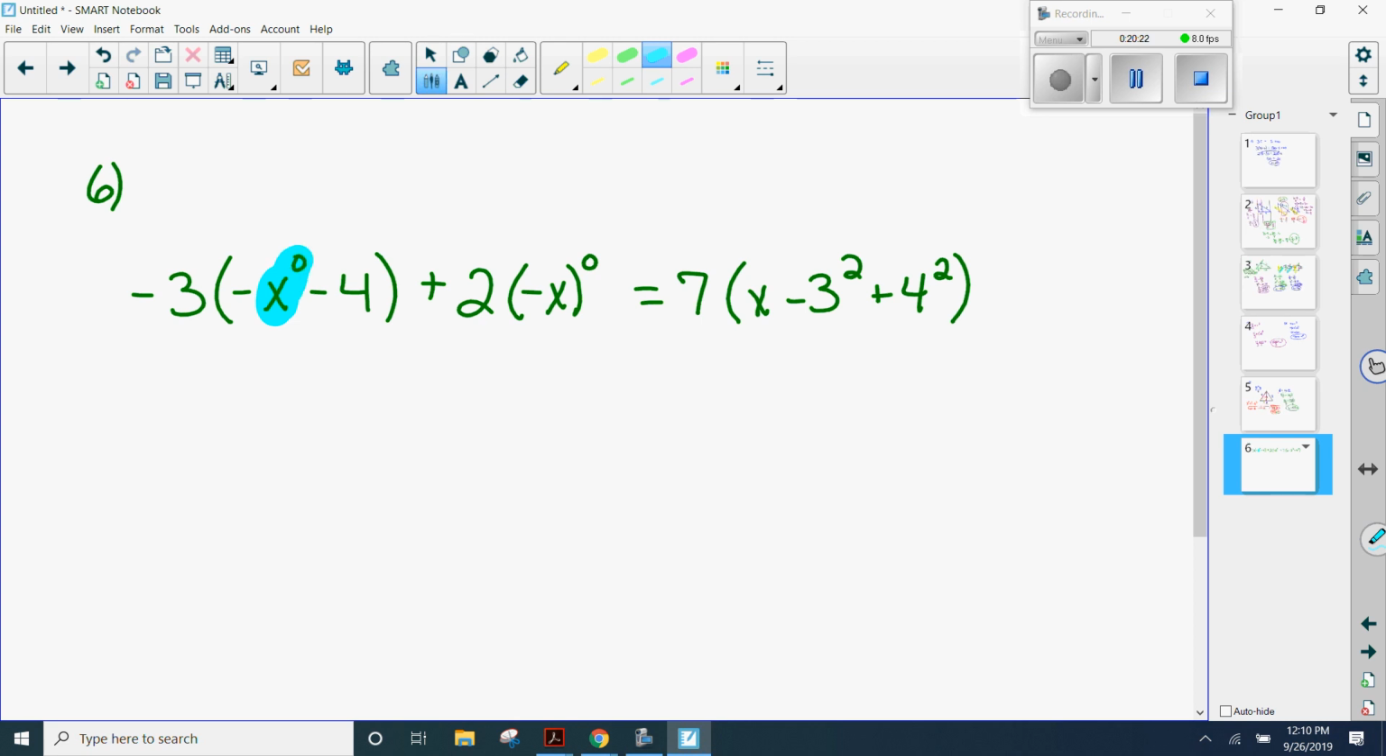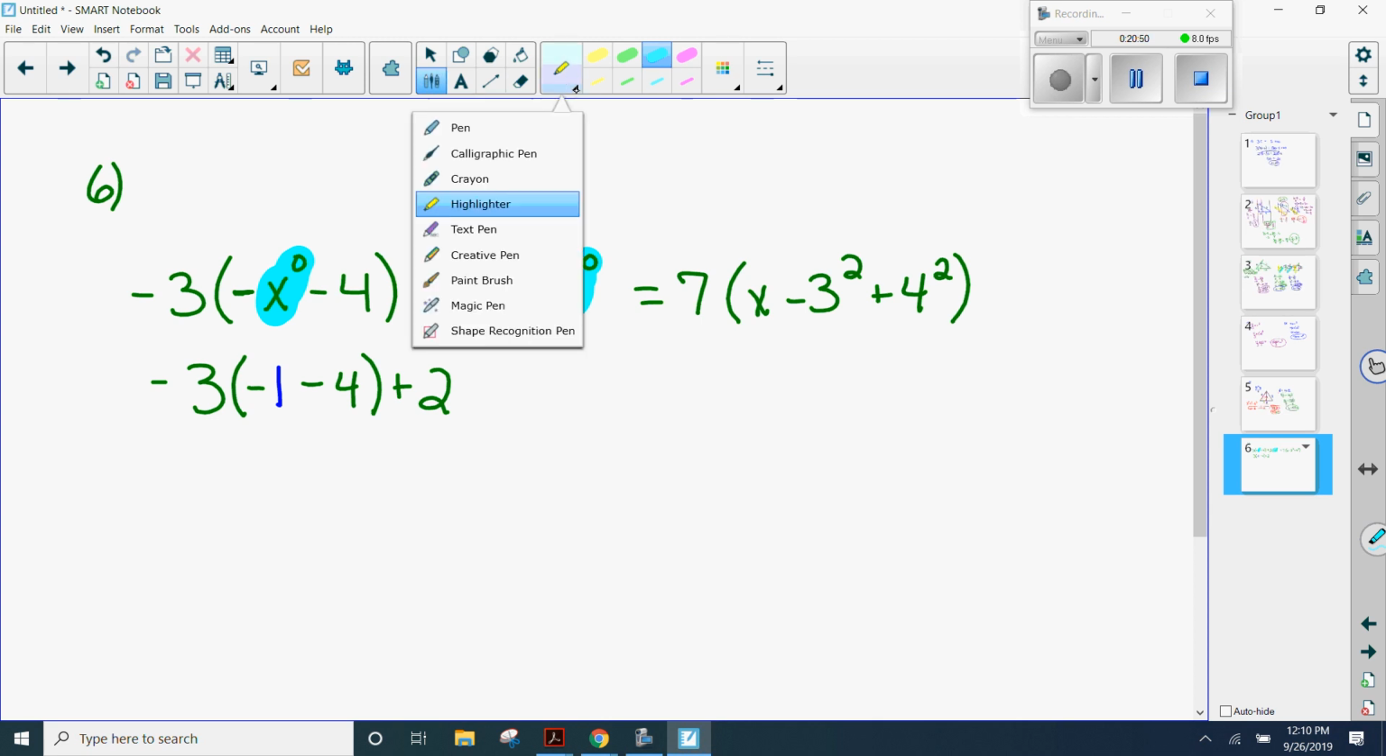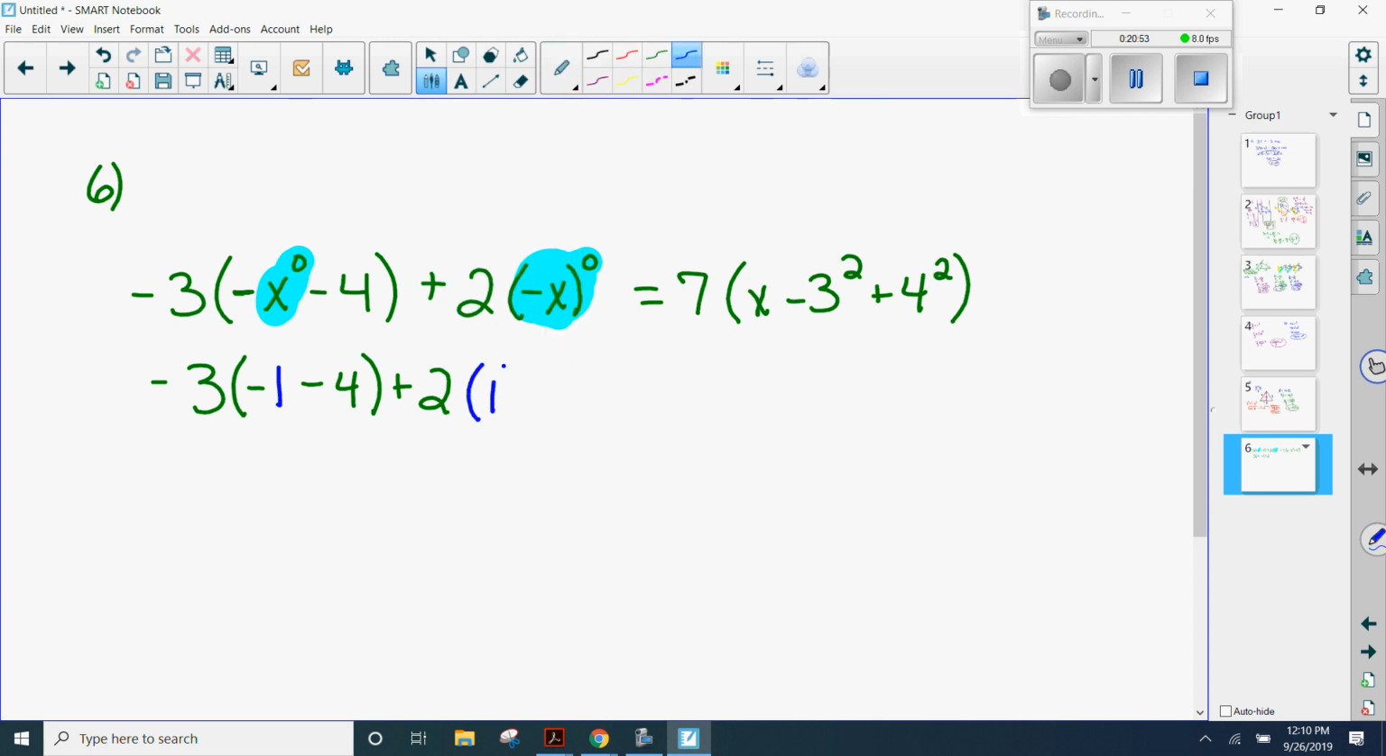So just this x to the 0, that has a value of 1, but you have that negative in front of it, coming down from right here. So -3 times quantity, -1 minus 4 plus 2. Now what's being raised to the power in this term is -x, and anything to that 0 power is 1. That's what has a value of 1, because the negative is in parentheses with the 0 outside of it. So that negative has become part of the base.